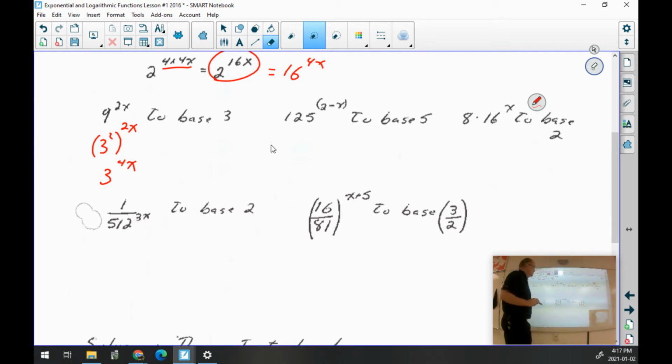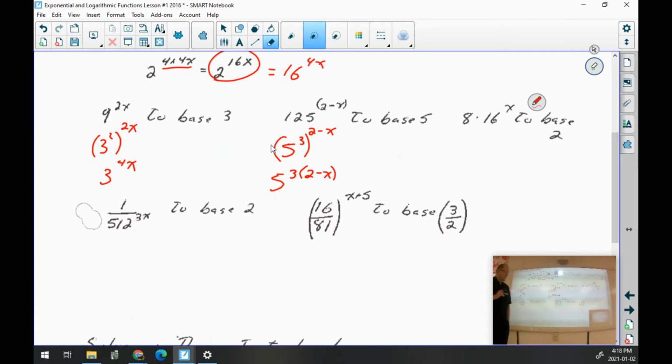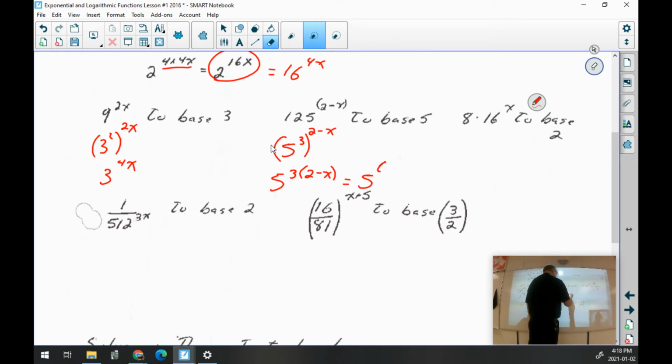Now write 125 in base 5. 5 cubed is 125. Now we're going to multiply the two exponents. We have a power of a power, so we multiply the powers together. What I've got written there, 5 to the power of 3 times 2 minus x, is a perfectly acceptable answer. We may want to expand that out. I don't know, it depends upon the question. So both of those answers on that line are perfectly acceptable.